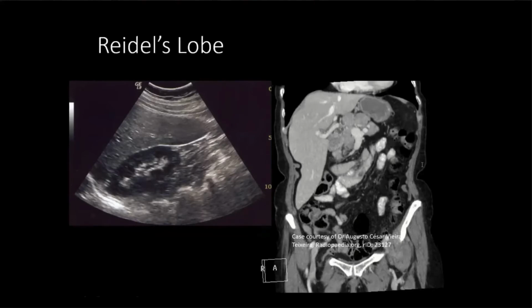It's a Riedel's lobe. So this is a normal anatomic variant. And this lobe can actually go all the way down to the iliac crest as it does in the CT. So these can be really long. But the rest of the liver isn't enlarged. It doesn't really cross over to the left side. It's not long here. It's just this long extension of the right side of the liver. And that's called the Riedel's lobe.